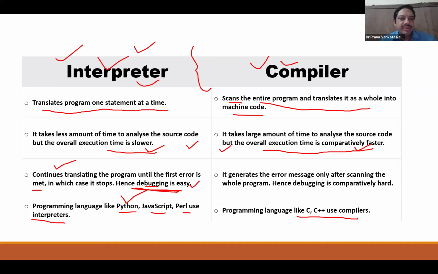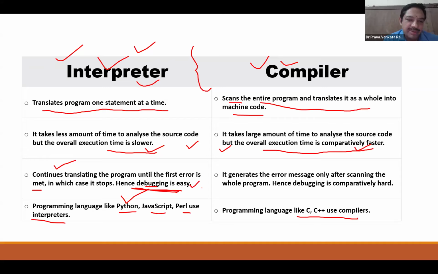Evening, madam. I have one doubt here. Shall I ask you? Yes. Madam, coming to the third point, continuous translation of the program until the first error is met, in which case debugging is easy. Suppose we give you 100 pages, one page today, two pages, three pages day by day, it is easier for you to correct the mistakes. Suppose you are given the entire book containing 100 pages to compile, it will take a lot of time. So the interpreter, though it is time taking, is fast in the sense that it is immediately correcting the data.